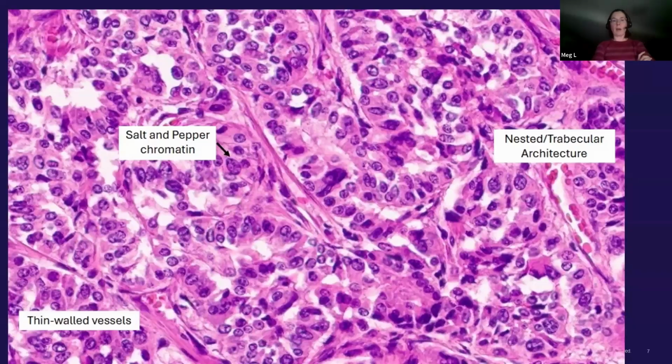And if we zoom up to higher power, you can again see that nested or trabecular architecture. If we look closely, we can see that salt and pepper chromatin on some of the nuclei, and you see these interspersed thin-walled vessels, which give these tumors their characteristic prominent arterial phase enhancement.